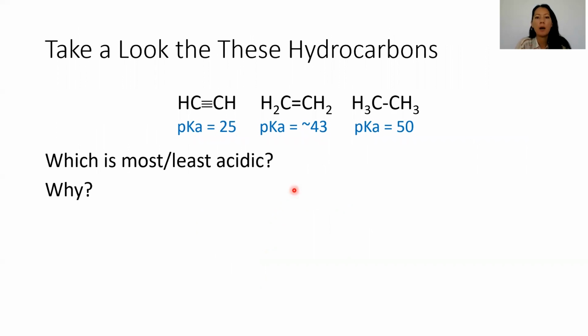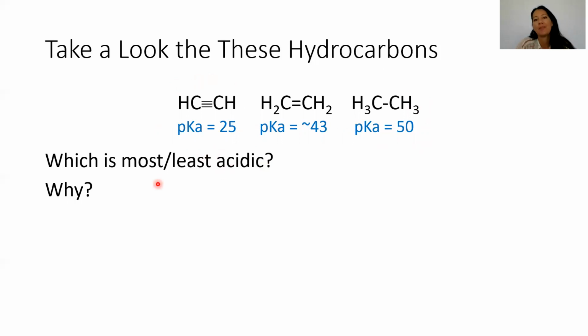Let's look at a couple factors affecting acidity. The first one involves hydrocarbons. So just compounds with C's and H's. We have one with a triple bond, double, and single bond. I'm going to give you the pKa's. You guys, just looking at the pKa's, you tell me which is the most acidic and which is the least acidic. So the most acidic is the one with a lower pKa. You could just determine that from the numbers. The higher the pKa, it wants to hold on to its H, it's least acidic.